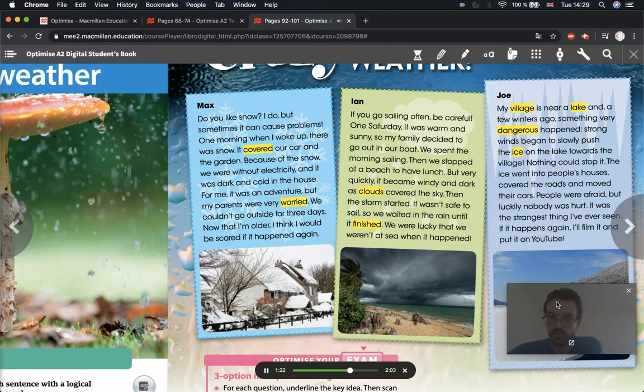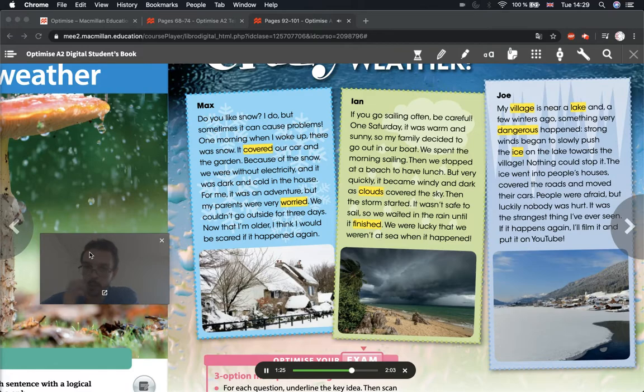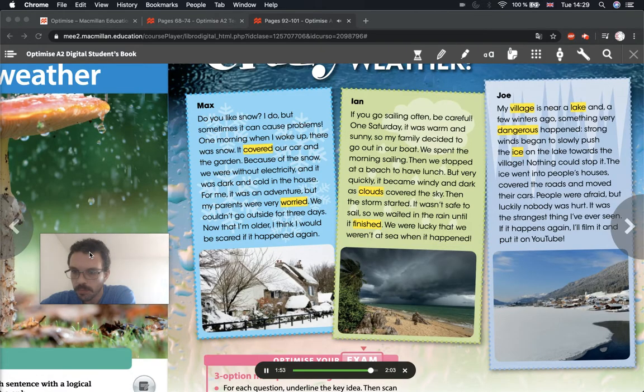Joe, my village is near a lake, and a few winters ago, something very dangerous happened. Strong winds began to slowly push the ice on the lake towards the village. Nothing could stop it. The ice went into people's houses, covered the roads, and moved their cars. People were afraid, but luckily nobody was hurt. It was the strangest thing I've ever seen. If it happens again, I'll film it and put it on YouTube. Okay.